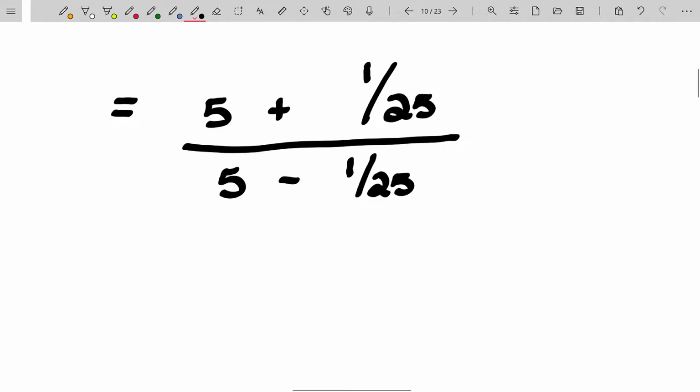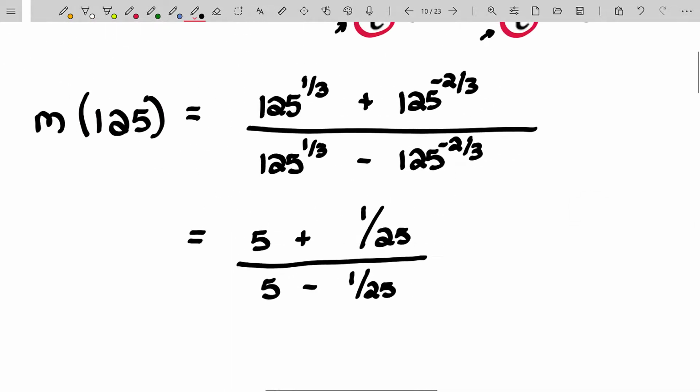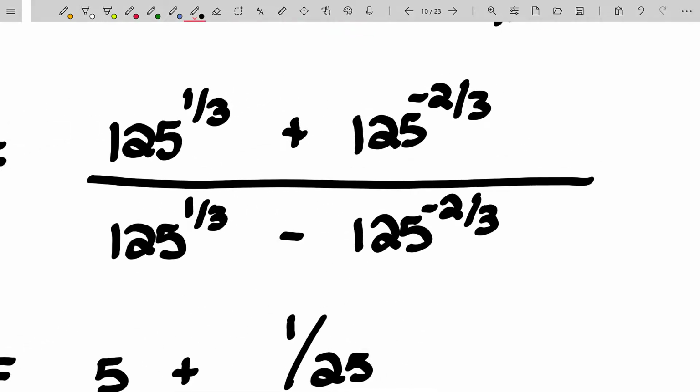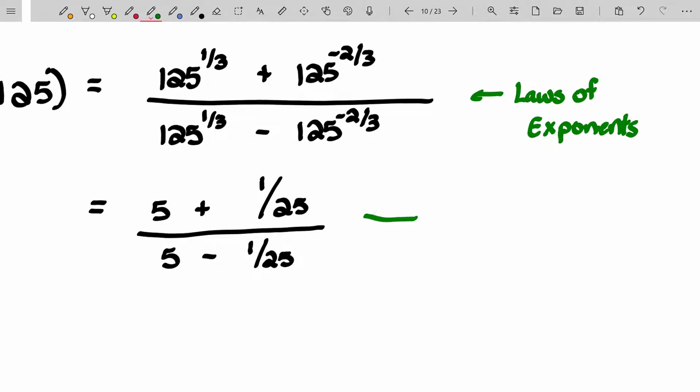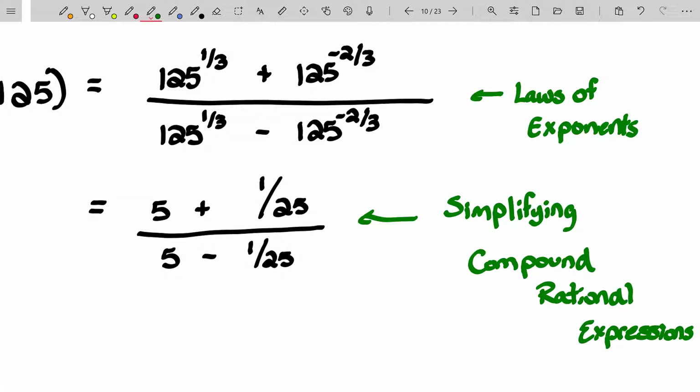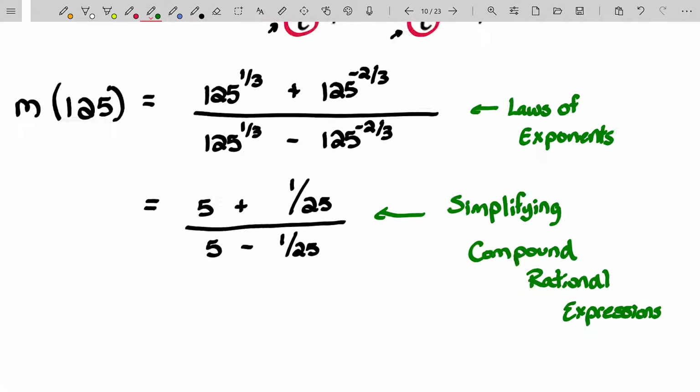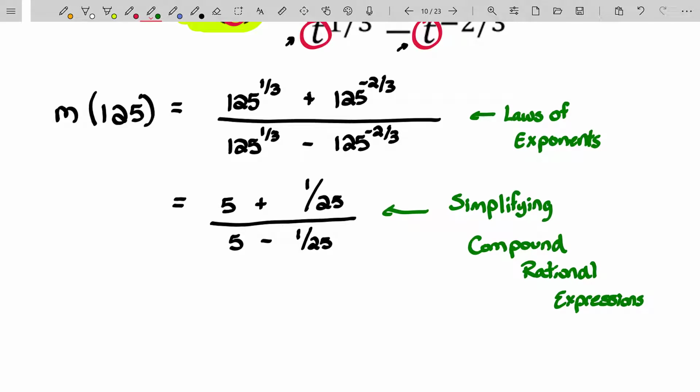And this is a compound fraction. If you need to review simplifying compound fractions, or if you don't know what I just did here, you're going to have to look up a video on the laws of exponents. So let me just point at this and say laws of exponents. And here, if you don't know what I'm about to do, you'll have to look up a video titled Simplifying Compound Rational Expressions. As you move into functions, it is assumed that you know all this stuff, and there's no need, at least for the instructor, to review all of this.